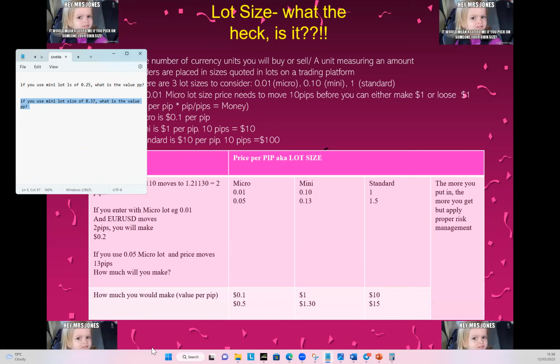So what are we referring to? I'm asking you what is the value per pip here. Just this for now. What is the value per pip? If 0.10 is 1, what is 0.25 and what is 0.37? Oh, okay. Thank you. It wasn't quite clear. So can you write 0.25, Chi, and Mike, can you do 0.37?